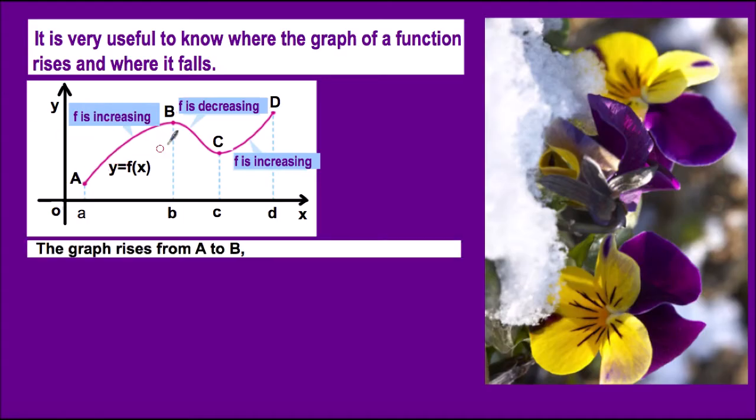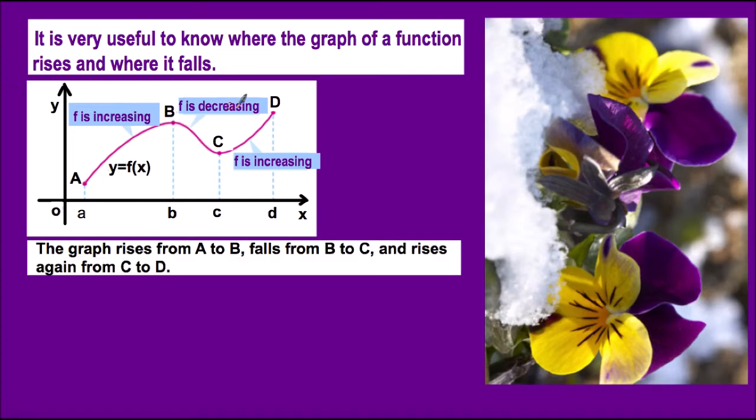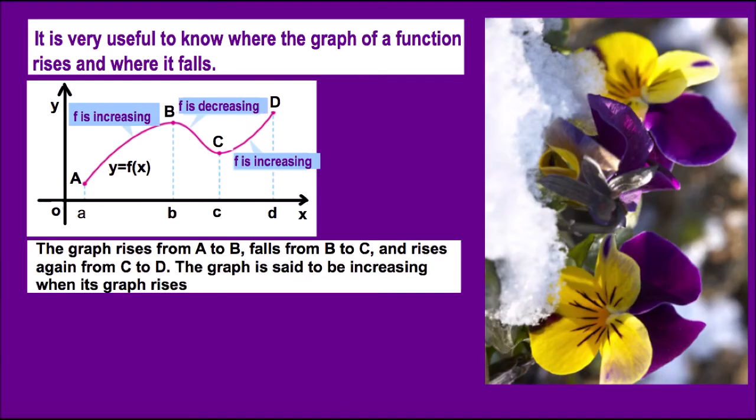It is very useful to know where the graph of a function rises and where it falls. The graph rises from A to B, falls from B to C, and rises again from C to D. The graph is said to be increasing when its graph rises and decreasing when its graph falls.